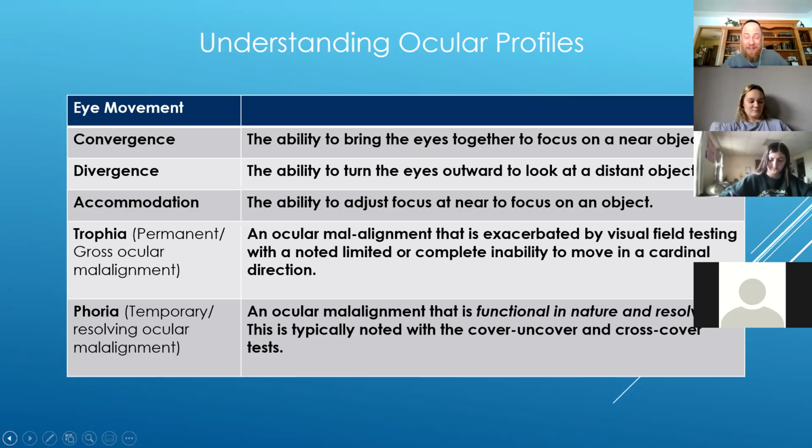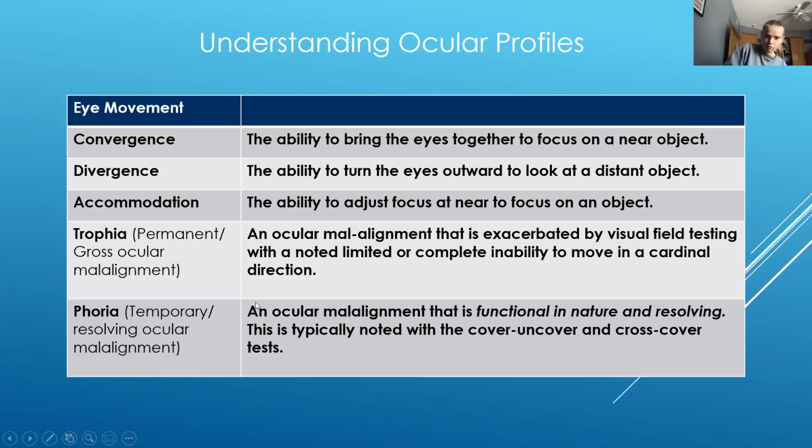Okay, conversely, aphoria. This is an ocular malalignment that's functional in nature, and resolves and or is temporary. And what you guys are going to see here in a second is that this is typically noted with something that we call the cover-uncover test or the cross-cover test, and I'll show you that. Okay, so much fun. If you guys have questions, stop me, please, if I'm moving too fast.